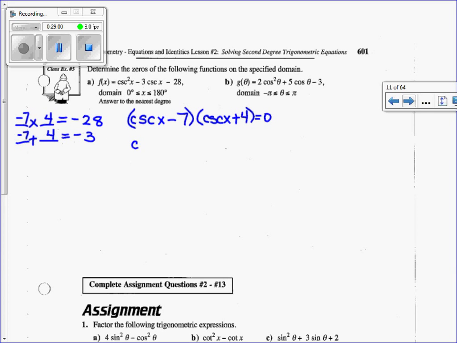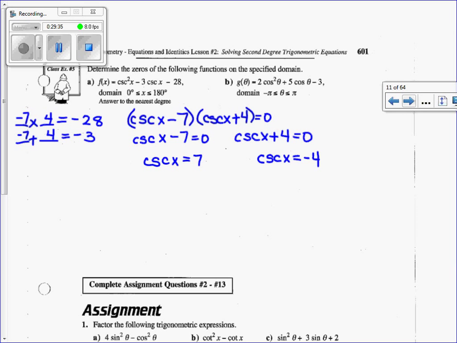Okay, so cosecant x, oops, set it equal to 0. I'm skipping a step here, I guess. And cosecant x + 4 also equals 0. Okay, then I can add 7 to both sides. And so you've got cosecant x equal to either 7 or -4.